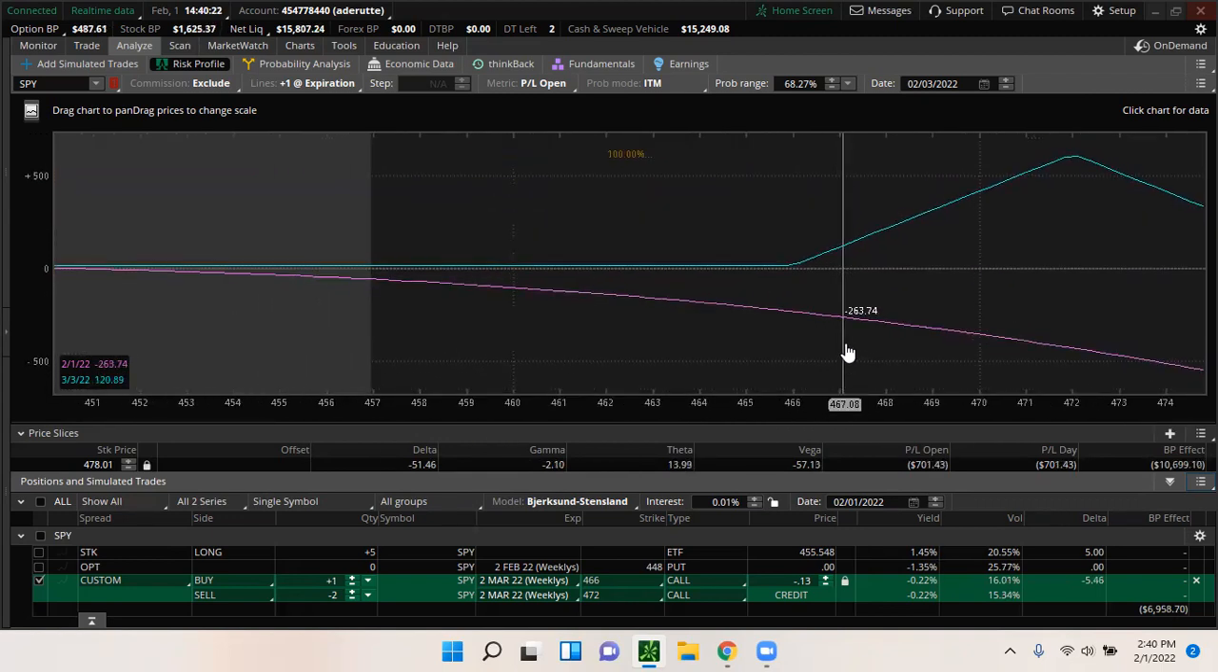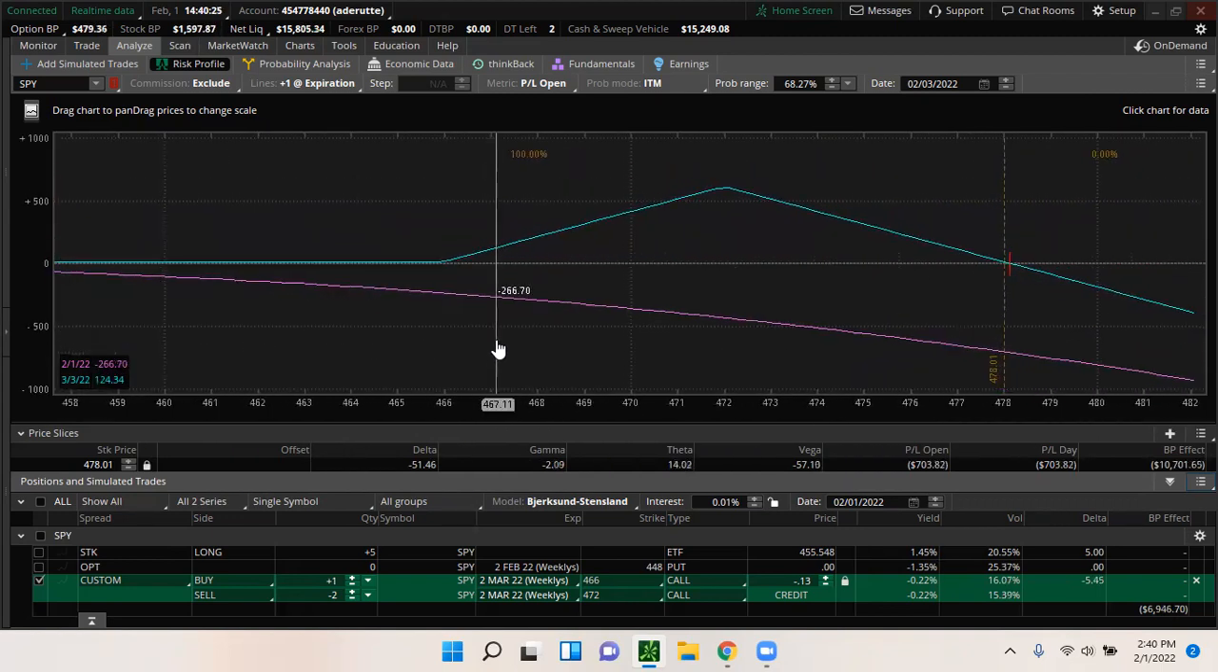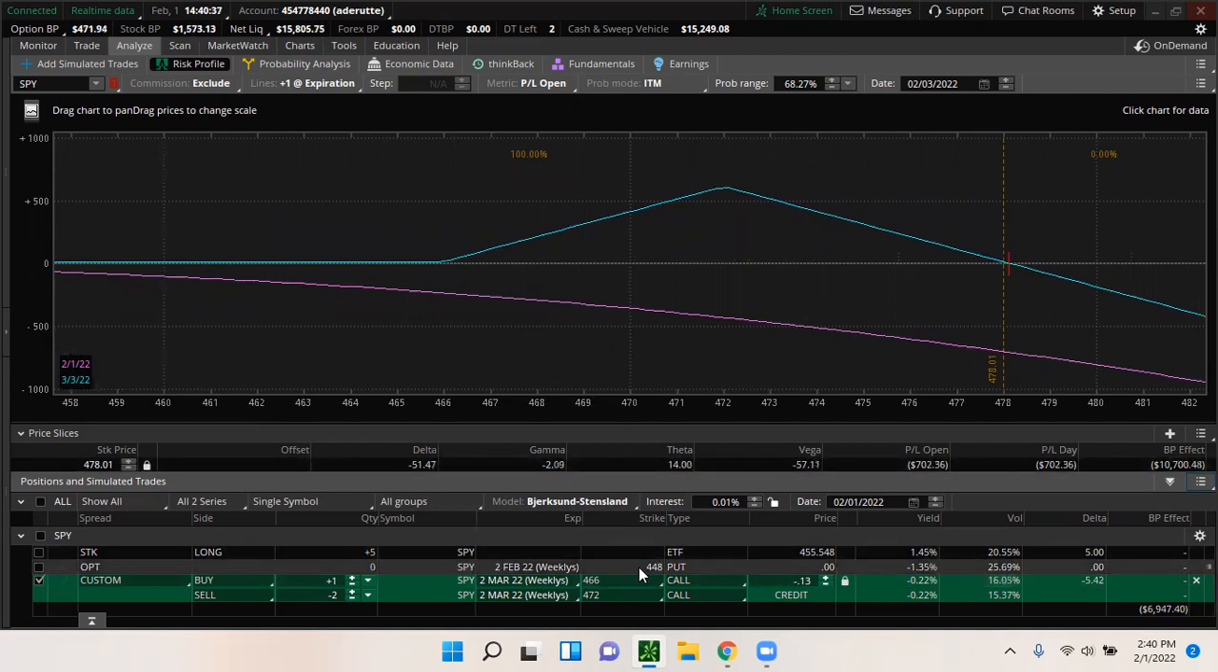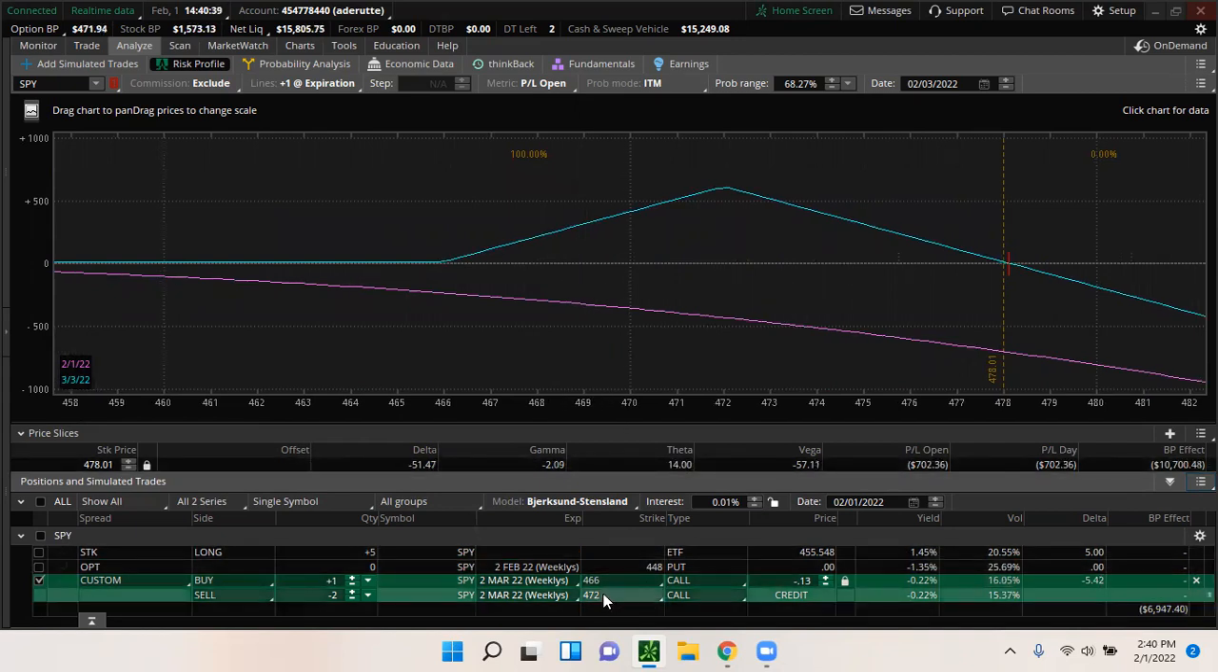There we go. Now I got it a little more like what I wanted. There you go. As it starts going up, my 466 call is going to be in the money. And what that means is that I'm going to be collecting that money from that call before I start to lose money on the calls that I sold. So as long as I don't beat 472, it can go as high as it wants, and I'll be making money, right? Which is really nice.